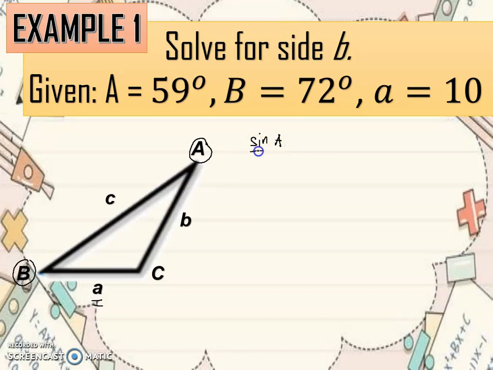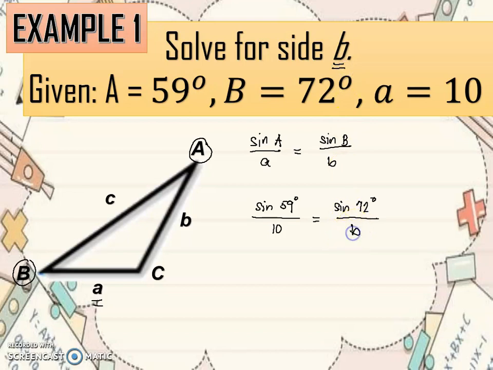Sine A over A equals sine B over B. We will just use this equality because the values involved here are only angle A and angle B. So we will now substitute the given. Sine of angle A, which is 59 degrees, over side A, which is 10, equals sine of B, which is 72 degrees, over, and that's what we're going to look for, which is the side B.